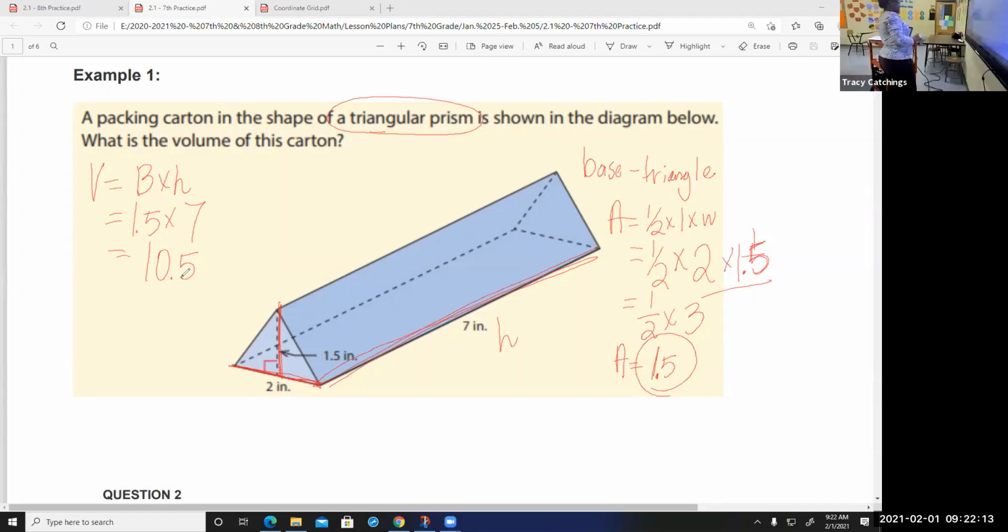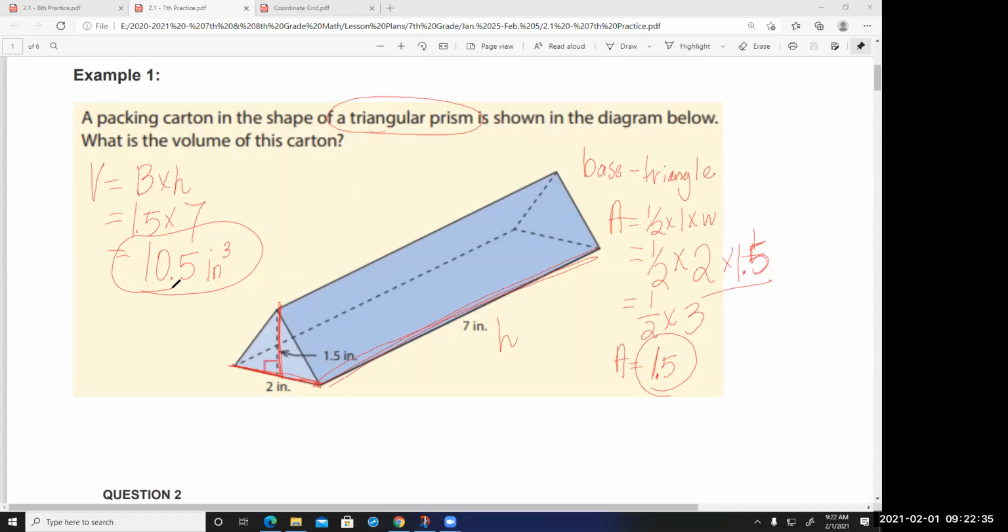Don't forget our what? Cubed. Inches. Do not forget your units. If you don't give me that unit, you're going to lose some points, because you didn't give me volume. Volume always has cubic units. Make sure you put it. Any questions about that problem? No, ma'am. All right, anyone still need anything?